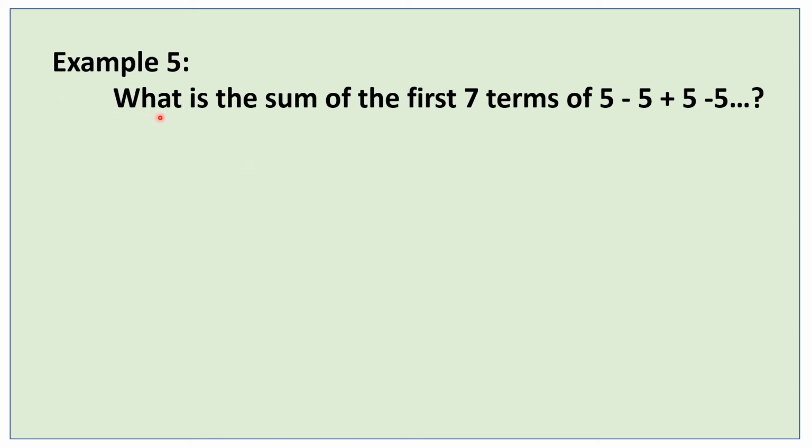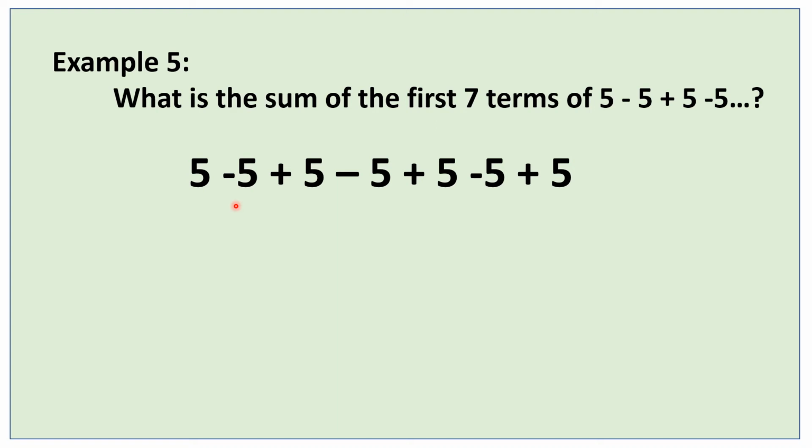Example number 5. What is the sum of the first 7 terms of 5 minus 5 plus 5 minus 5 and so on and so forth? So, finite sequence uli ito dahil sinabi first 7 terms. So, kapag sinulat natin yung first 7 terms ng ating given, ganito yon. So, kung mapapansin natin, additive inverse uli ng isa't isa yung magkasunod na term. Okay? So, this will become 0.